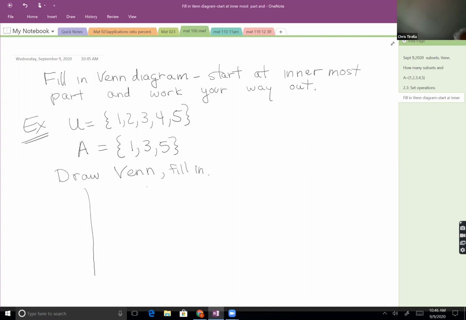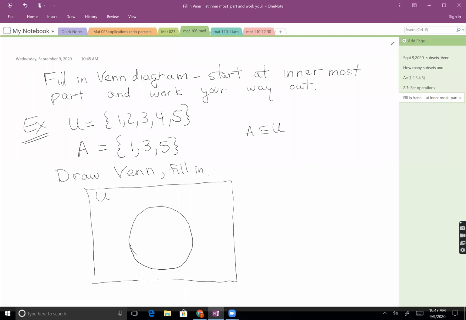So picture-wise, I start with my universal set. And if I compare my universal set to set A, does everybody see that A is a subset of U? Everything in A is also in U. So I'm going to draw A inside of it. So far, so good.